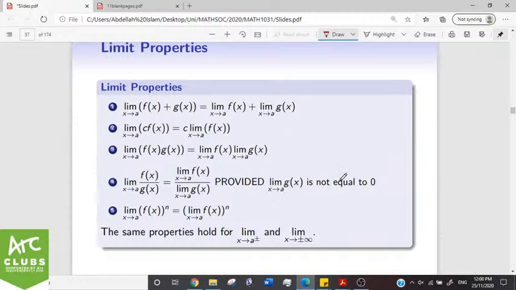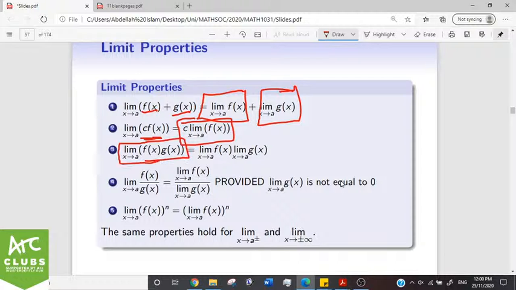Here's some limit properties. Taking the limit of two things added together, you can split it up into the limit of each thing separately. Taking the limit of some function times a constant, you can take the constant out. The constant doesn't care about the limit. And the limit of a product is the product of the limits.